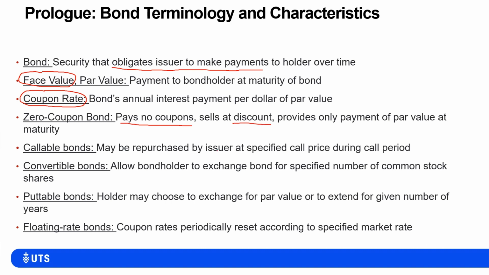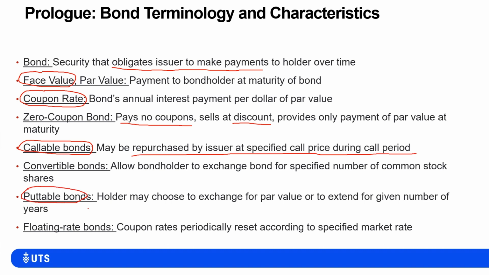Now let's talk about callable bonds and puttable bonds. Callable bonds entail a right of the issuer to buy back its bond early. As for puttable bonds, they entail a right of the holder. So the holder, who is the buyer, can return the bond back to the issuer earlier than the maturity date. That's callable bonds and puttable bonds.